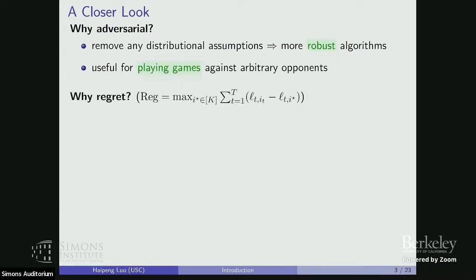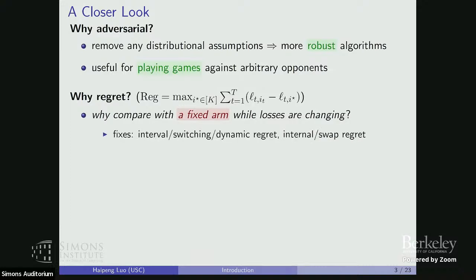And the second question is why do we care about regret? In particular, why do we care about this formula? There are two very natural questions. The first is, why do we compare with the fixed arm I star while the losses are changing? In the stochastic case, it makes sense: there's one fixed best arm. But in the adversarial setting, the losses are changing, so maybe there's no single arm that's good overall. Why do we still care about this? This is a valid concern, and there are many fixes. Different or stronger notions of regret have been proposed to address this issue, but we are not going to talk about them in this talk.